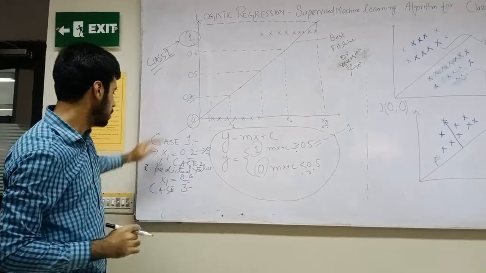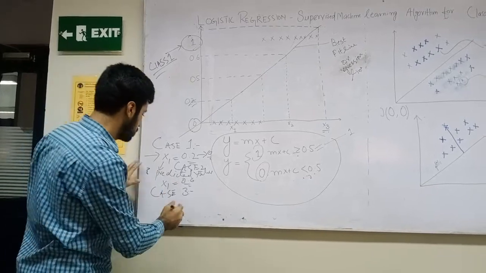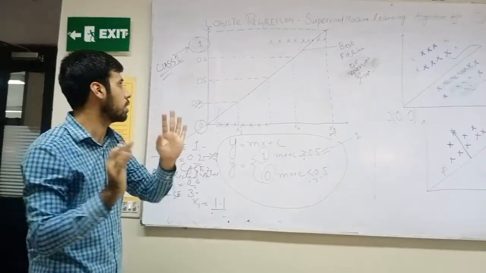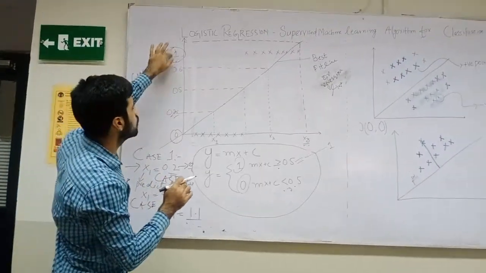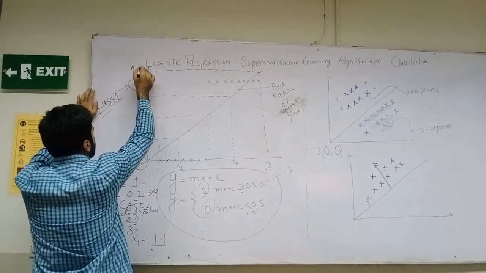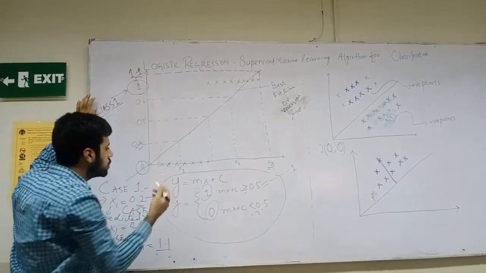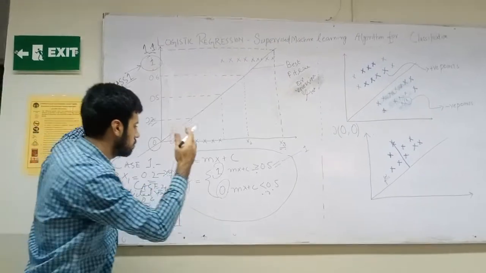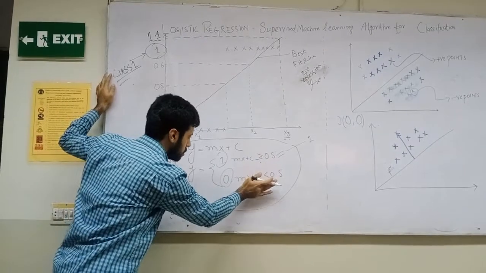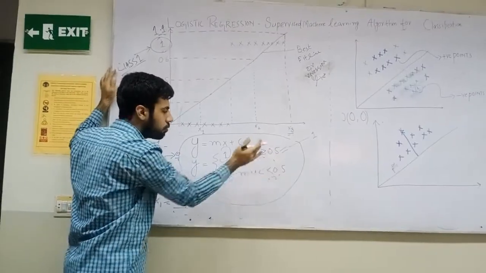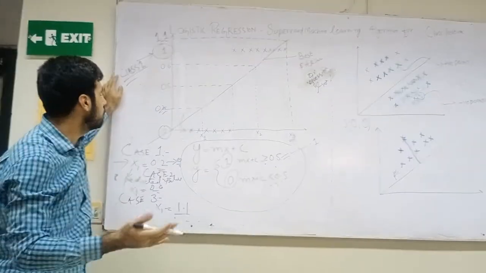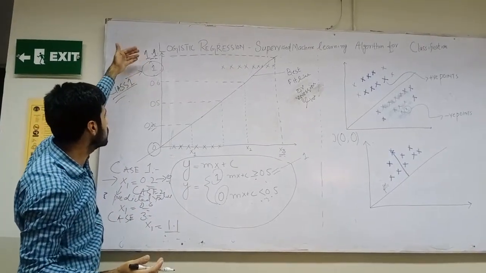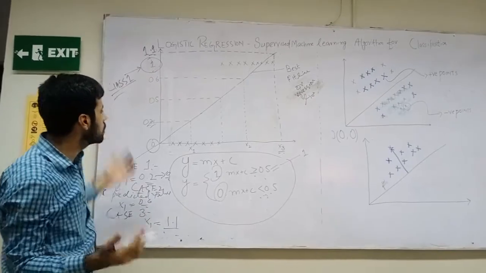For example, if my predicted value comes 1.1, if my predicted value exceeds 1, which class does it belong to? I am considering the case that if my predicted value comes below 0.5, it belongs to class 0, and if it is greater than or equal to 0.5, it belongs to class 1. But here the case is different. It exceeds 1. It is 1.1. Which class does it belong to?